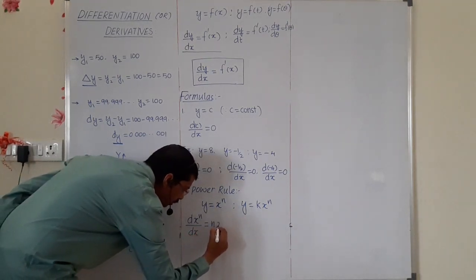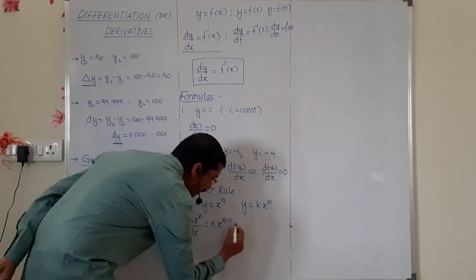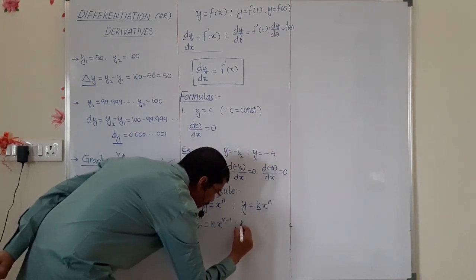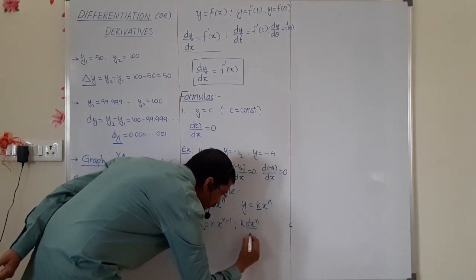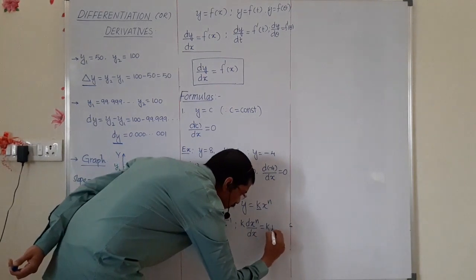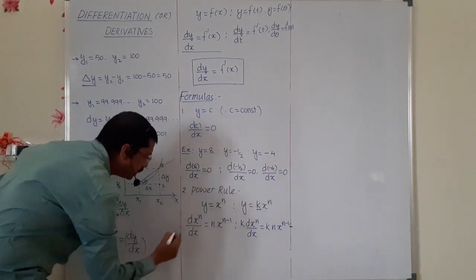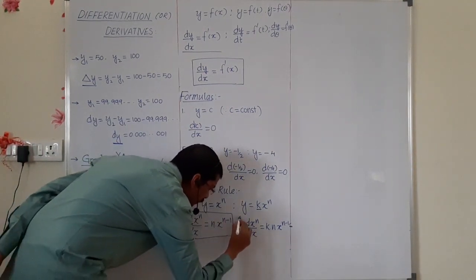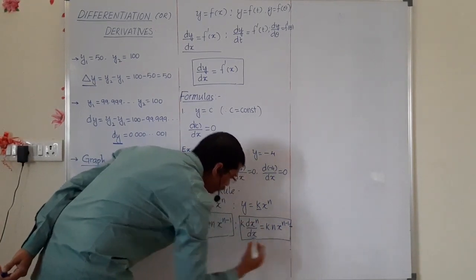If you take the formula, dx to the power of n upon dx is equal to n into x to the power of n minus 1. Here k is a constant. Now we can write k, take it common, dx to the power of n upon dx is equal to k into n x to the power of n minus 1. These are the two formulas, without constant and with constant. This is the way to write the formula.